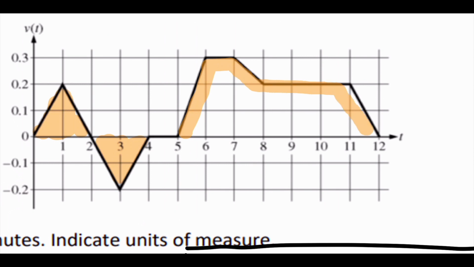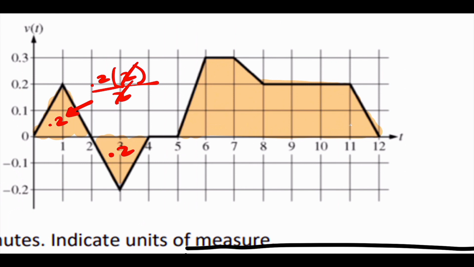Break it up into little parts. Triangles, rectangles, squares, trapezoids. The first two are exactly the same. The first two are triangles, and they have a height of 0.2, a base of 2, and you divide it by 2. So they're each going to be 0.2. Positive 0.2 since it's absolute value.